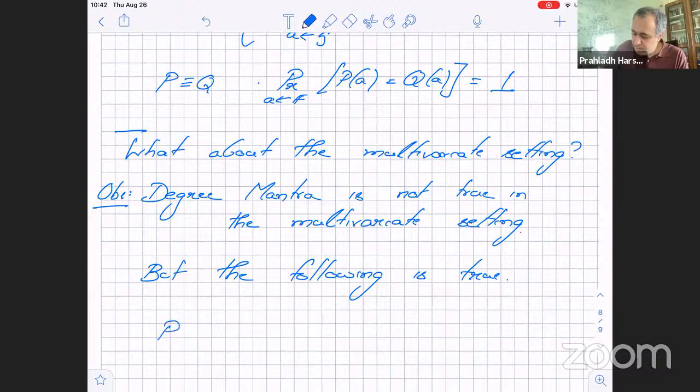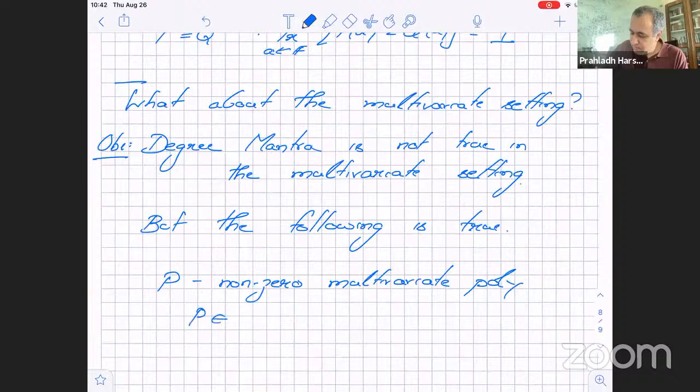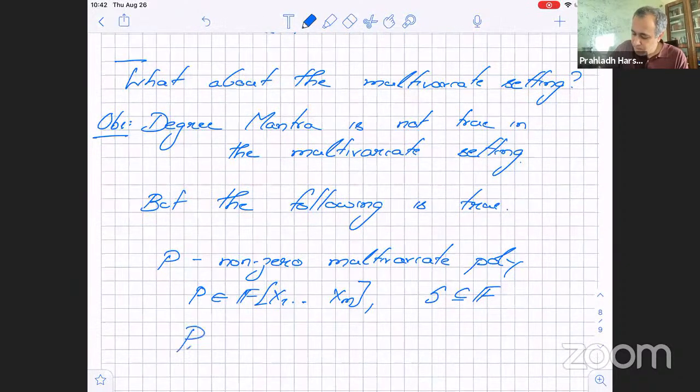So P is a non-zero multivariate polynomial, and so P lies in F[x1, ..., xm]. S is some subset of the field F. And now I'm going to pick a random (a1, ..., am) in the grid S × S × ... × S. We could also take F to the m.